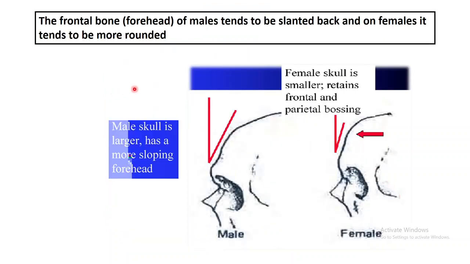The frontal bone or the forehead of males tends to be slanted back, and in females it tends to be more rounded. So the male skull is larger with a more sloping forehead, and the female skull is smaller, retaining frontal and parietal bossing.